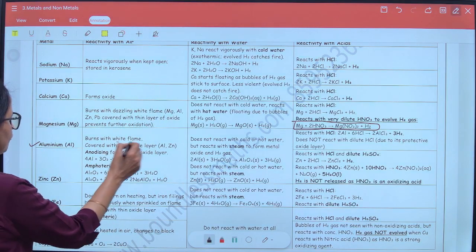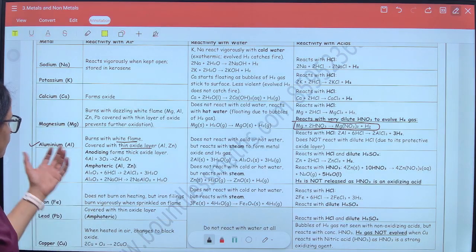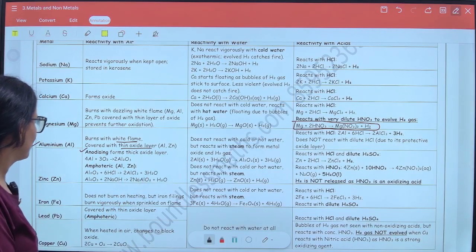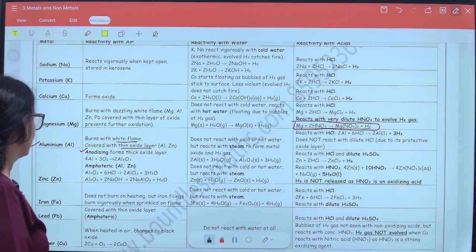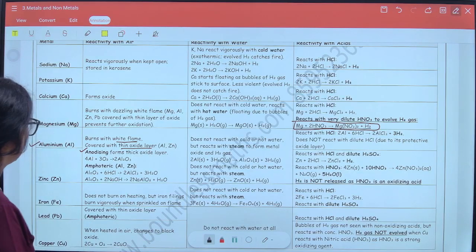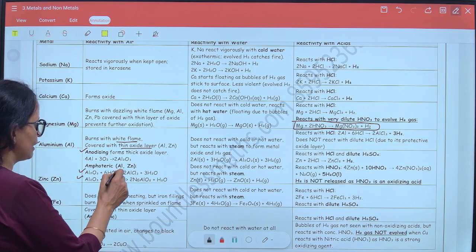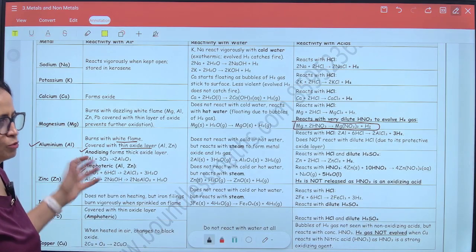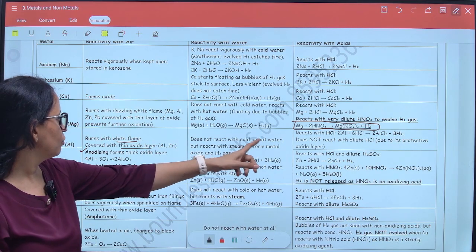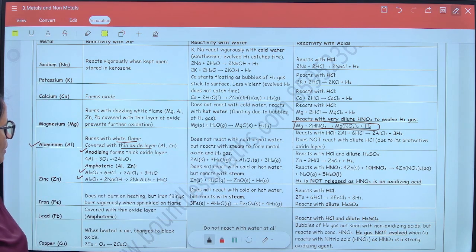Next is aluminium. Aluminium burns with a white flame, and it gets covered with a thin oxide layer. Anodizing is the process of forming a thick layer of aluminium oxide. It is amphoteric. Other amphoteric oxides are ZALT: zinc, aluminium, lead and tin. Here you are given the reactions of aluminium with HCl as well as NaOH to show both acidic and basic behavior. Aluminium does not react with cold or hot water, but it reacts with steam to form metal oxide and hydrogen is released.